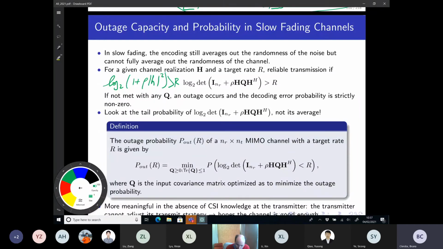Now here we have MIMO, and so what happens is that you transmit with a certain input covariance matrix, Q, that is fixed. You don't know H at the transmitter, so you cannot change Q, and just hope that the rate that is supportable by this channel, which is this, is actually higher than the rate at which you transmit. And if this is the case, you can have reliable transmission. If not, you end up with outage.